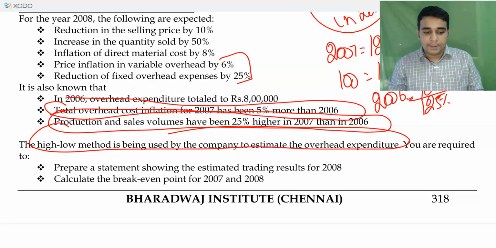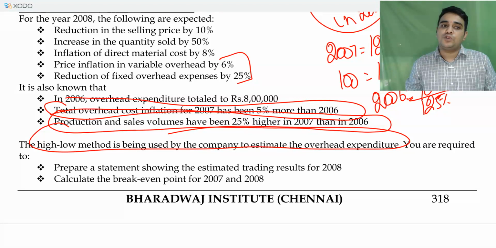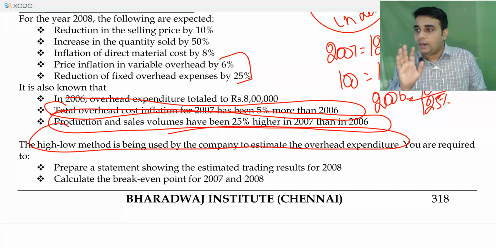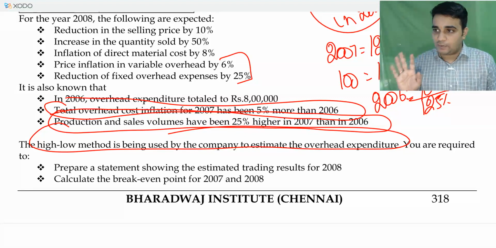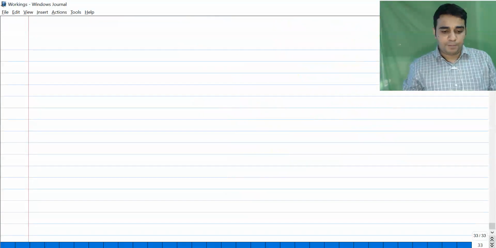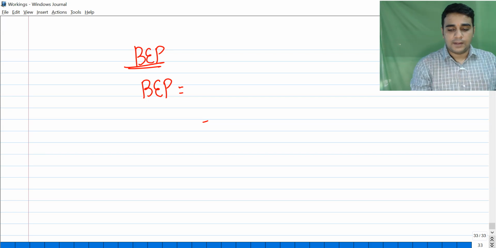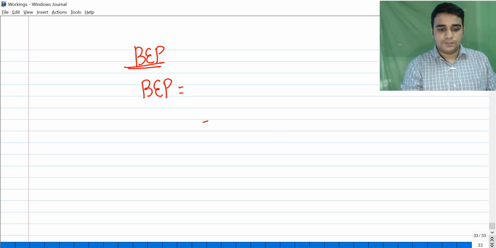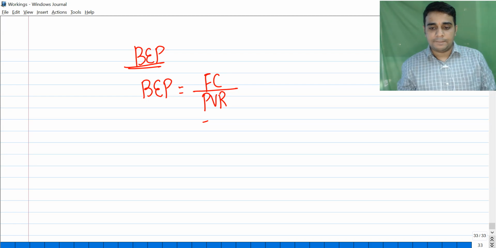Let's look at the requirement. Prepare a statement showing the estimated trading results for 2008. We are done with that. BEP of 2007 and 2008 only in rupees we will calculate. Only in rupees. Don't try to calculate in units because that will not be the right way of doing it. Now, break even point, BEP is equal to fixed cost by PVR.